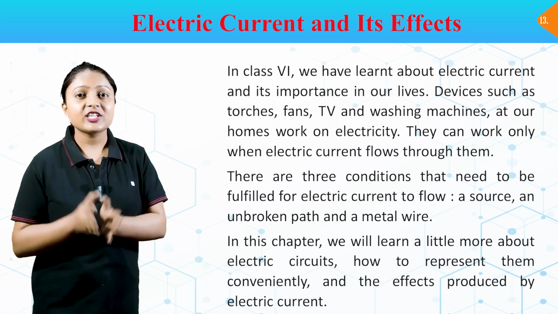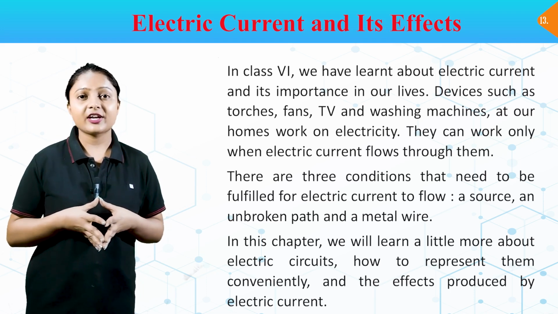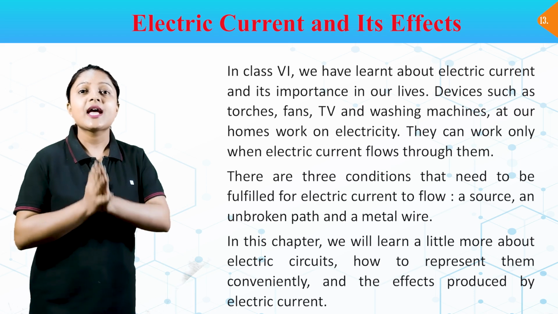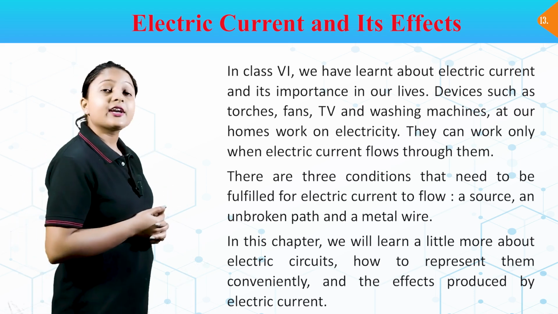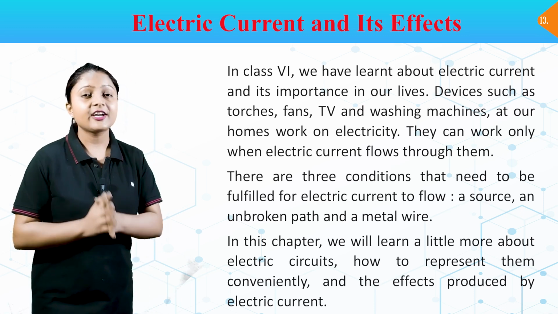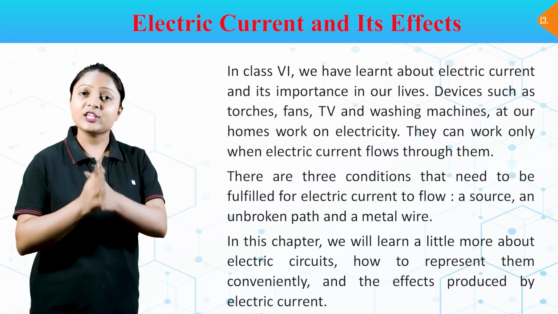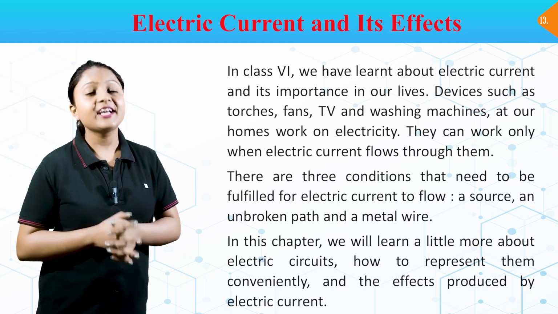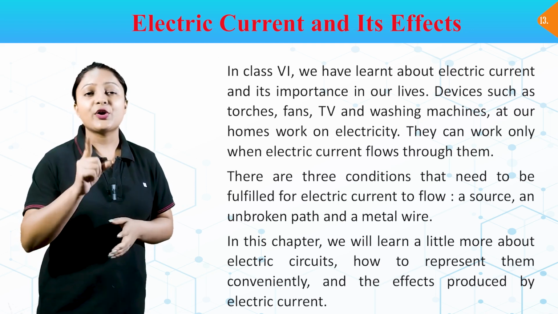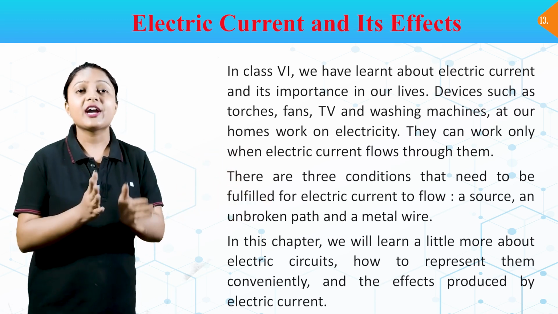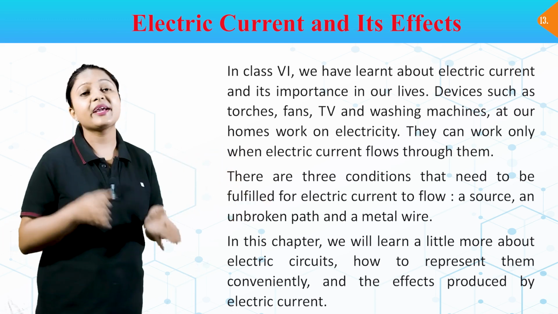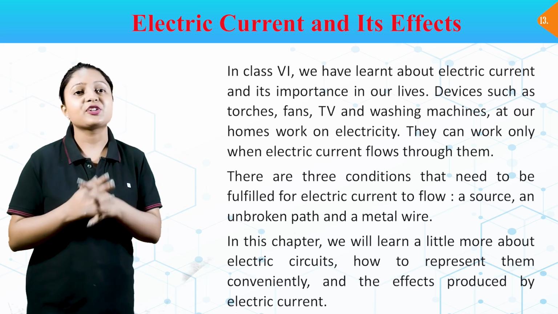There are three conditions that need to be fulfilled for electric current to flow: a source, an unbroken path and a metal wire. तो इलेक्ट्रिक करंट फ्लो हो उसके लिए तीन कंडीशंस होना जरूरी होता है. एक सोर्स जहां से इलेक्ट्रिसिटी आए, दूसरा एक अनब्रोकन पाथ और तीसरा एक मेटल वायर जिसके थ्रू इलेक्ट्रिसिटी conduct करेगी. तो इस चैप्टर में हम उनके बारे में थोड़ा सा और जानेंगे.